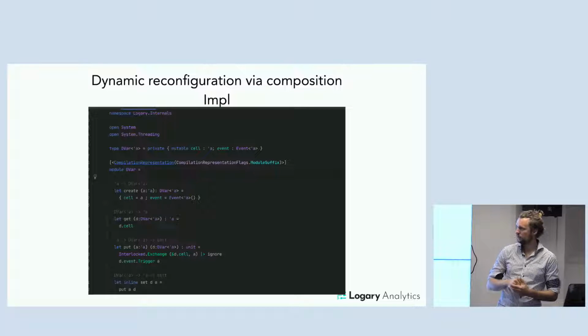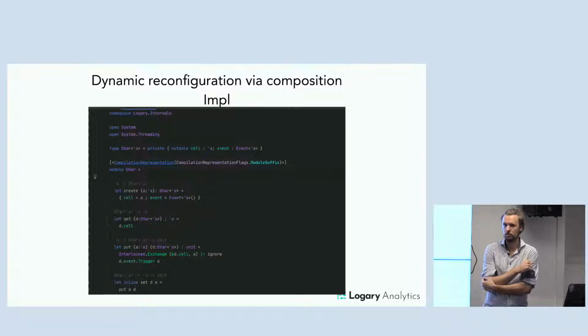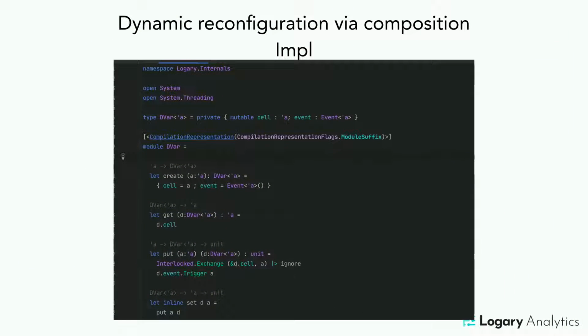So the implementation can look like this. It has some mutable cell, something you can update. And when you update the cell in the put down there, you want to atomically switch it out. So this is very similar to Clojure's atoms. Correct me if I'm wrong.